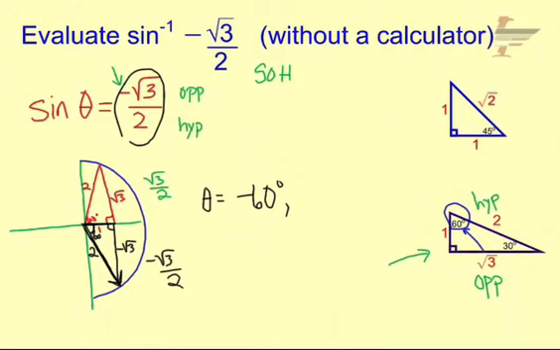And then what is that in radians? One thing you can think about is how many times does 60 fit into 180? I know it fits in 3 times. So that's going to be a negative pi over 3.